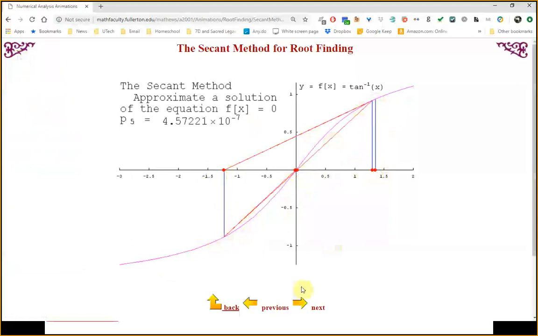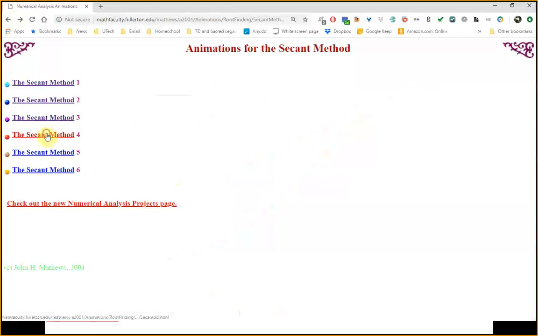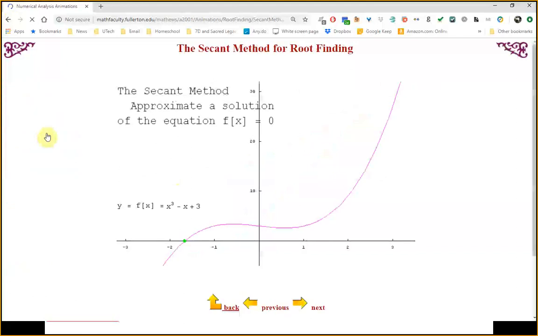Alright? We'll soon talk about the benefits of the secant method. Got another case. Remember this cube case where we were just looking way down here and we never got to the answer?